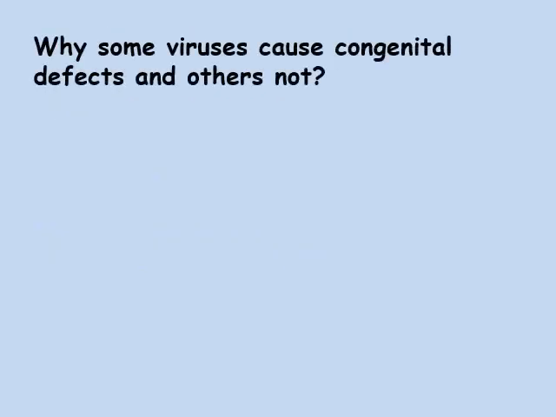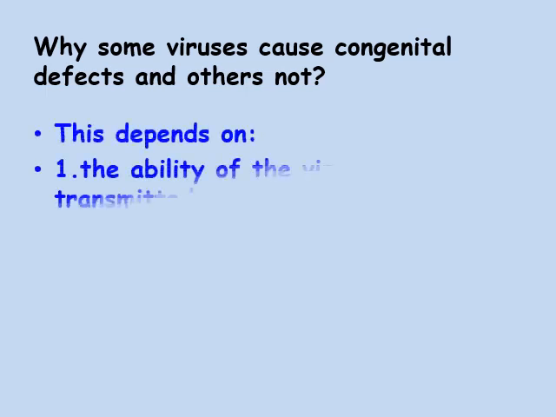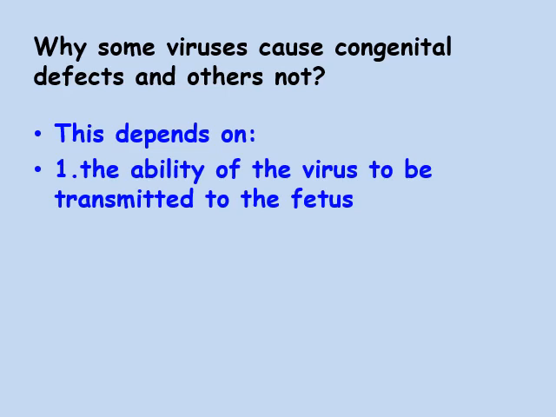Why some viruses cause congenital defects and others not؟ انفلونزا ممكن يصير عندها فيفر during pregnancy بس ما يسوي congenital defect. Depends first on the ability of the virus to be transmitted to the fetus. الروبيلا والCMV والميزلز هذول ينتقلون خلال البلاسنتا، other viruses influenza, para-influenza ما ينتقلون through the placenta.